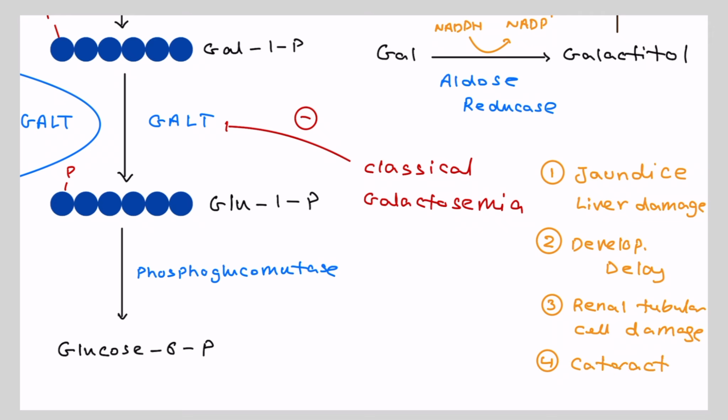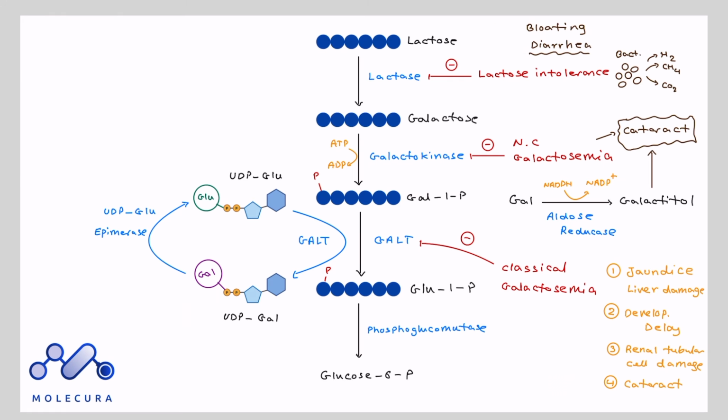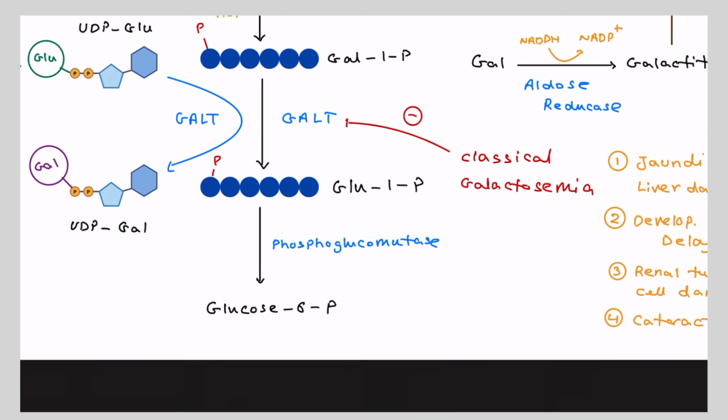Now, the child is going to present with nausea, vomiting, diarrhea. There's going to be failure to thrive, and these are going to be the initial symptoms that the children present with. And as it progresses, we're going to have jaundice, we're going to have hepatomegaly, and we're going to have liver damage.